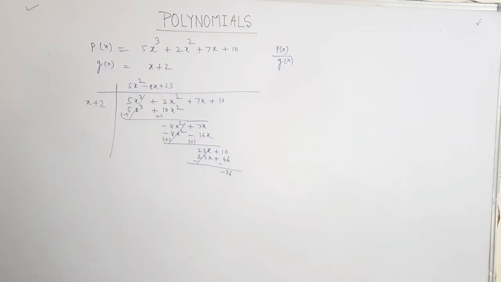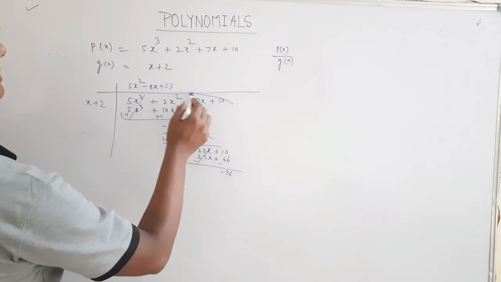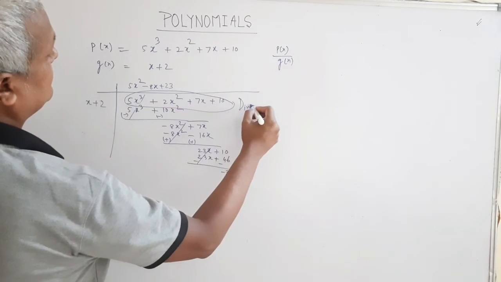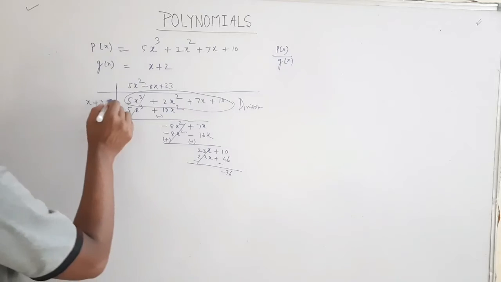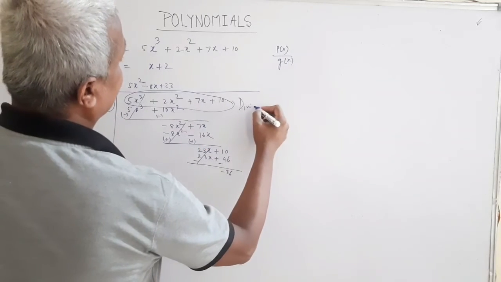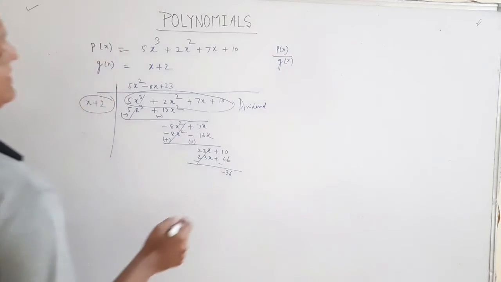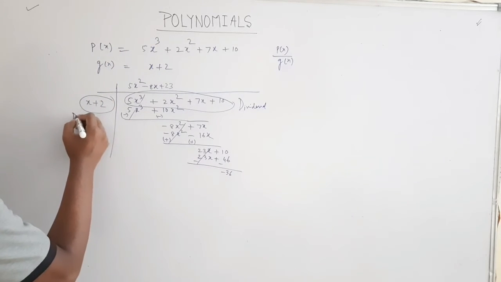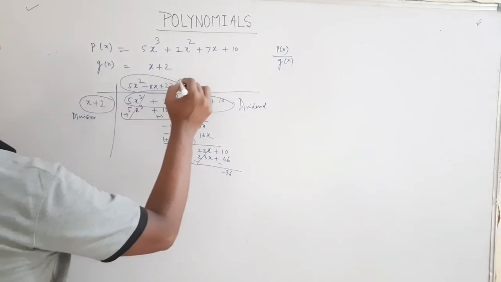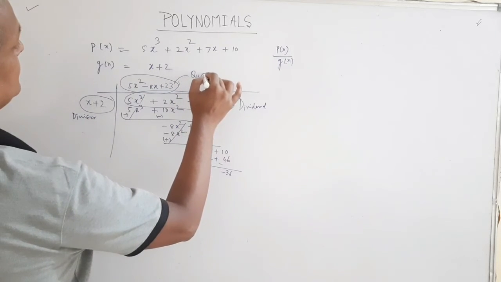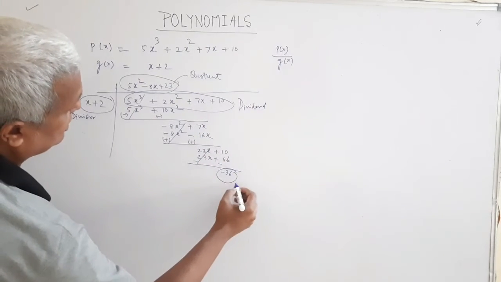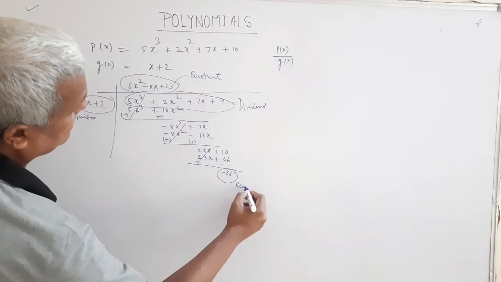So what you are getting? This is your divisor. What is this? Divisor. What is this? Sorry. This is dividend. This is divisor. This one is called as quotient. And this one is called remainder.